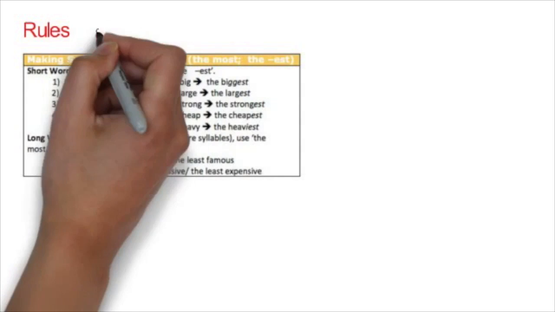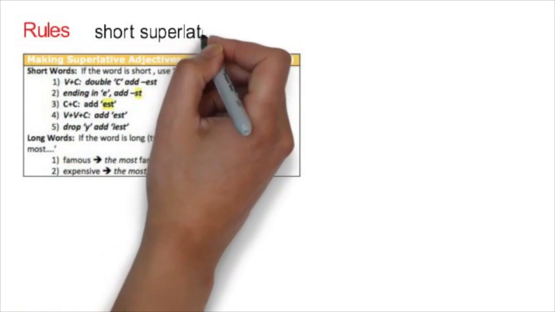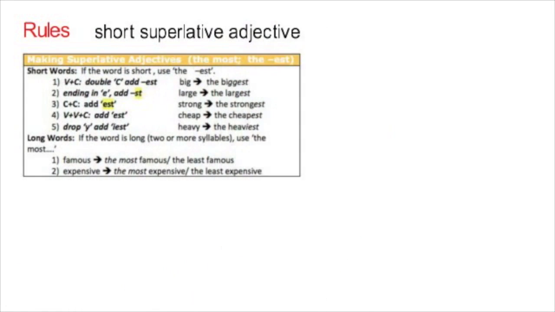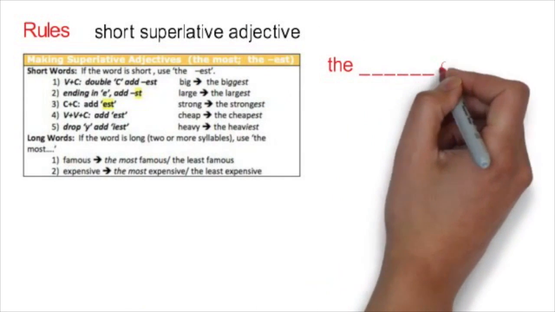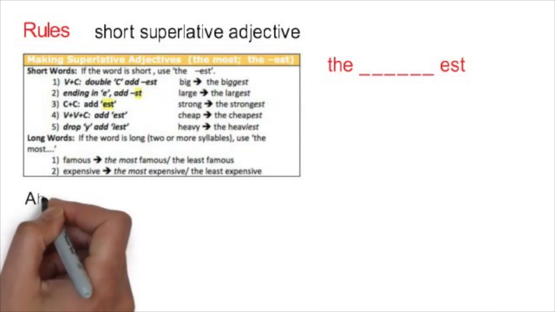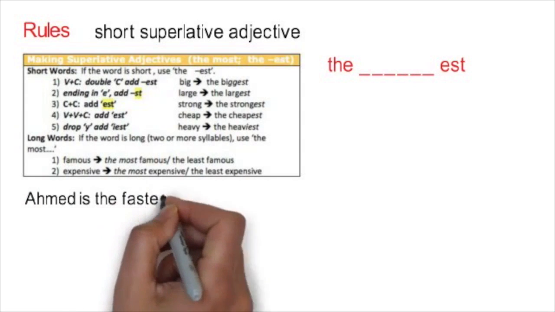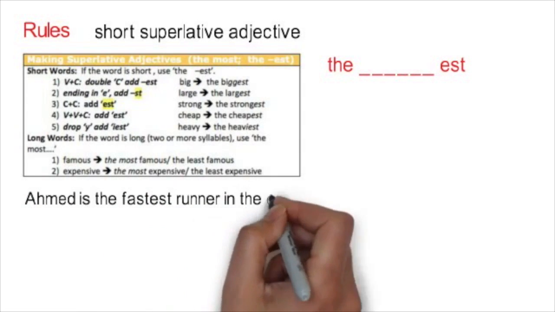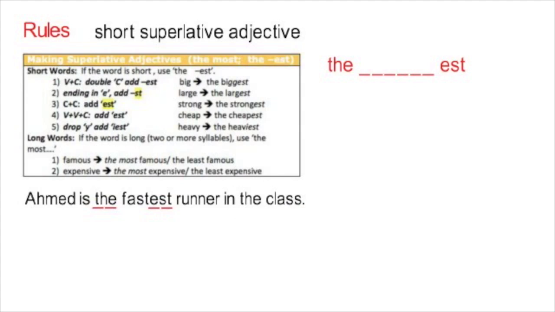Now, to make a short superlative adjective, we must remember to add the and est. For example, Ahmed is the fastest runner in the class. However, there are some words that are spelt differently.